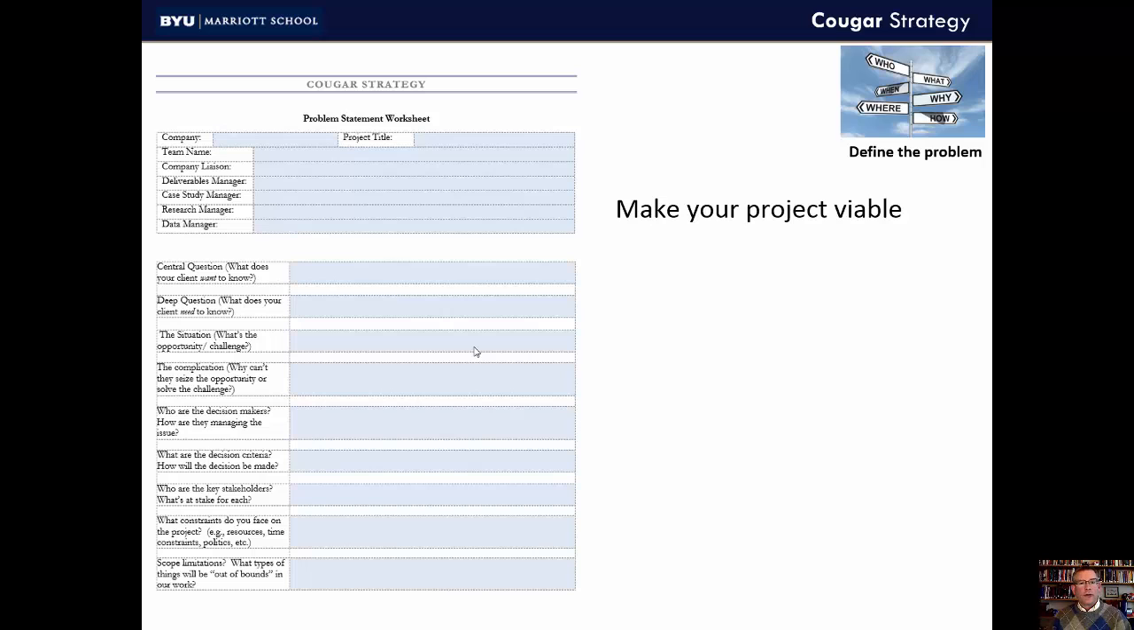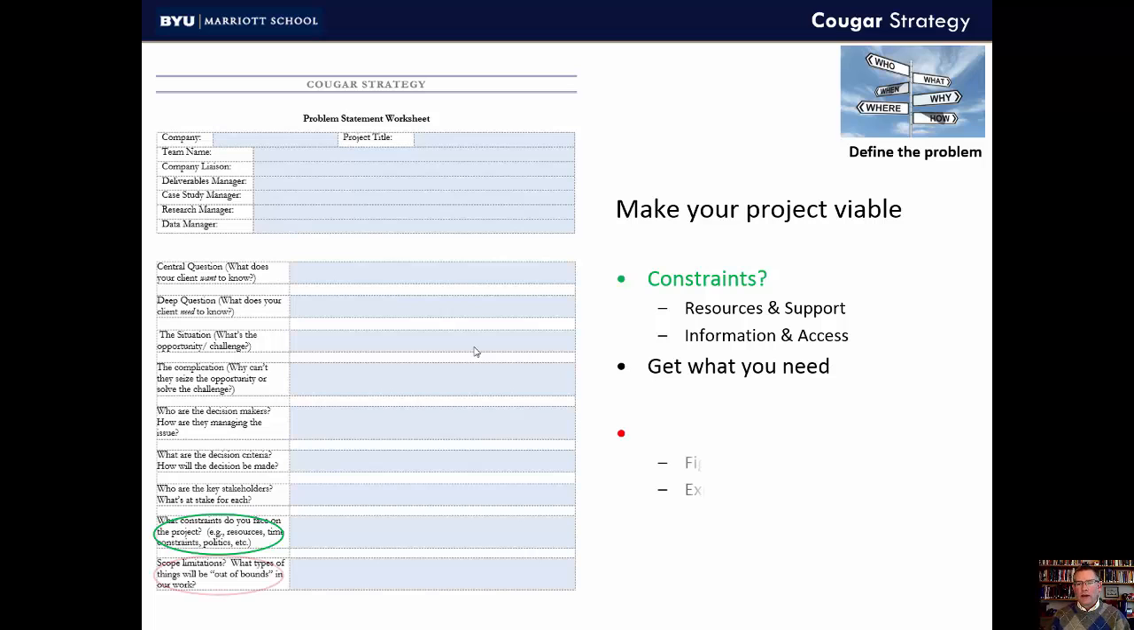Finally, the last items on the sheet will help you make the project viable and doable for you. What are the constraints? What are the resources that you need? What kind of support do you need? Are you going to need access to employees to do interviews, to suppliers, to customer lists? Are you going to need secondary data that the company might have purchased or surveys they've already done? What are the constraints on the resources that you're going to need? You want to identify these so that you make sure that you actually get what you need.